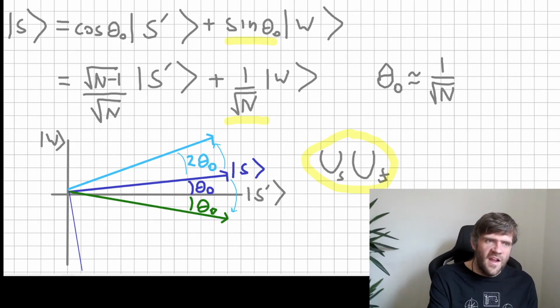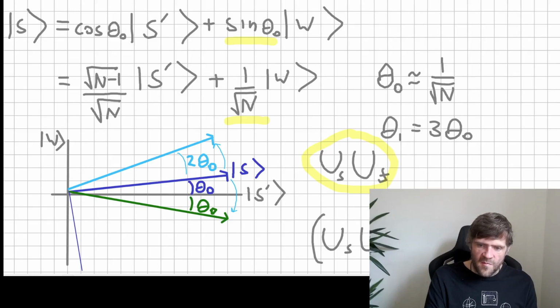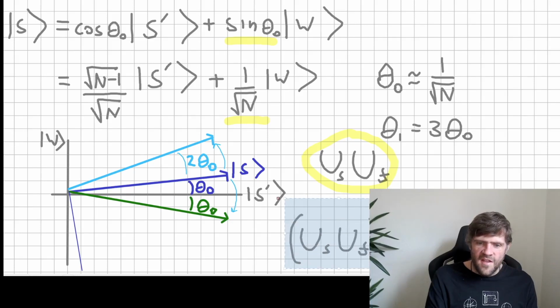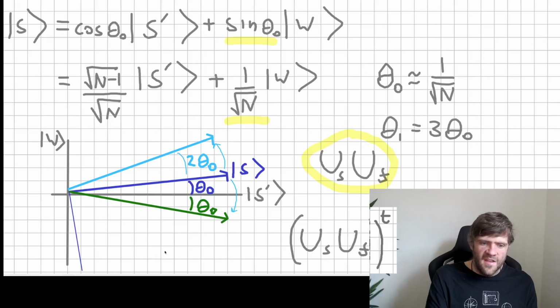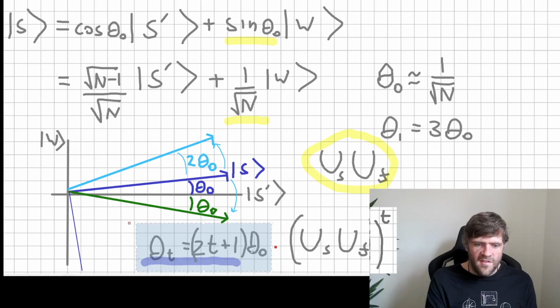And in fact, it's now got an angle which we'll call theta 1, which is equal to 3 times theta naught. And in fact, what we find is that if we repeat this process many times, if we do US, UF, T times, then theta T is equal to 2 times T plus 1, and the important point is times the original angle. So the number of repetitions it's going to take in order to get us where we need to be depends on what our original angle is.